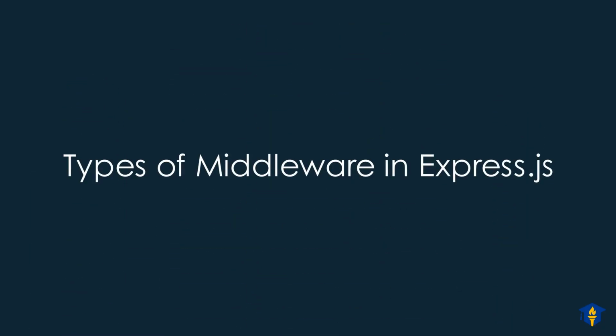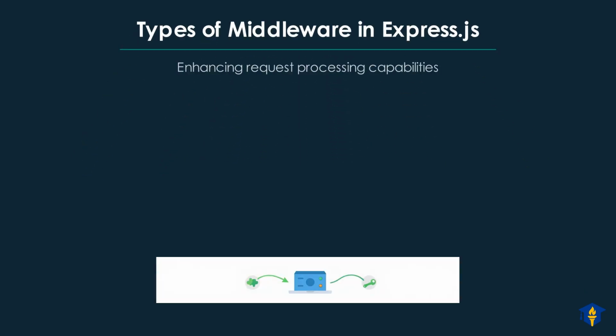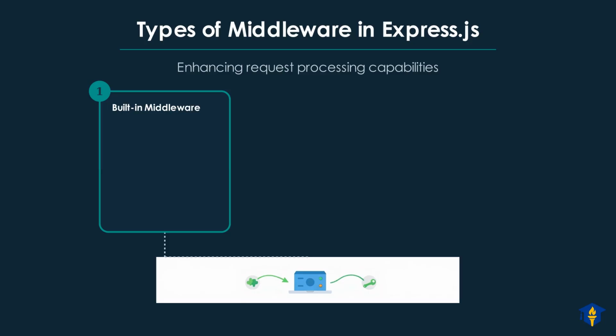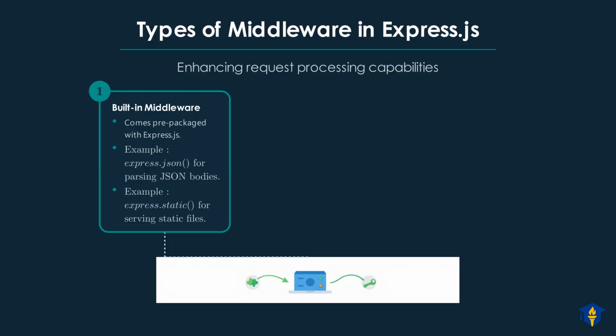Let's delve into the different types of middleware available in Express.js, crucial for request processing. Middleware functions enhance your application's request processing capabilities by executing code at various stages. First, we have built-in middleware, which comes directly with the Express.js framework itself. These functions are pre-packaged with Express.js, providing common functionalities without requiring extra installations.